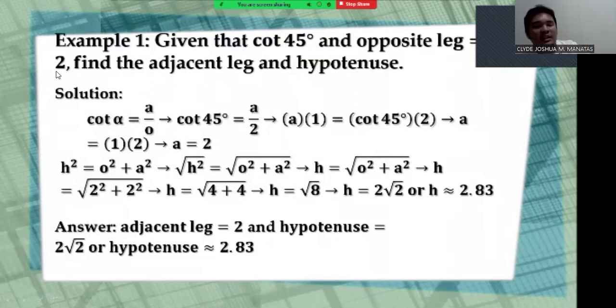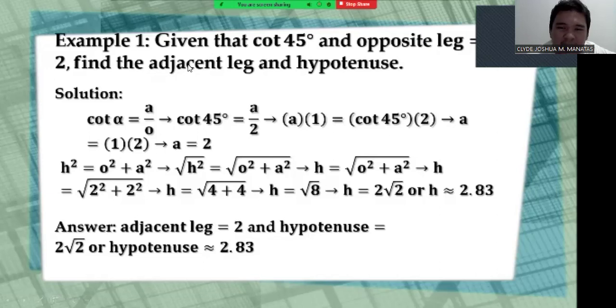So we know that the cotangent is equal to adjacent over opposite. Let's substitute everything. The angle is 45 degrees, so cotangent 45 degrees is equal to the adjacent over the opposite leg, which is 2. Next, we cross multiply and it becomes A times 1 is equal to cotangent 45 degrees times 2.